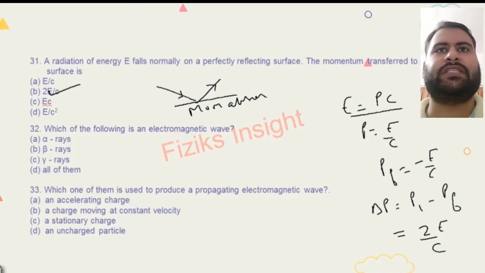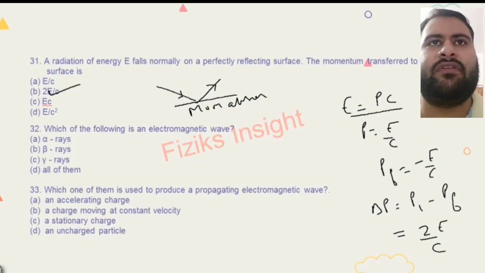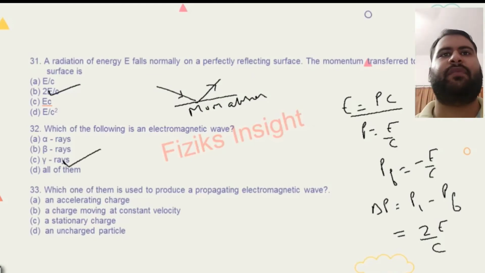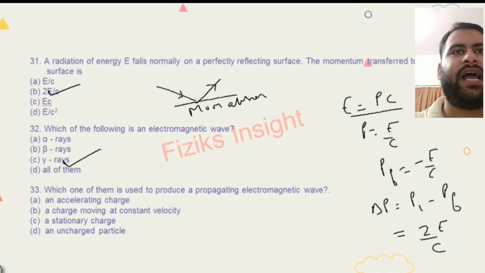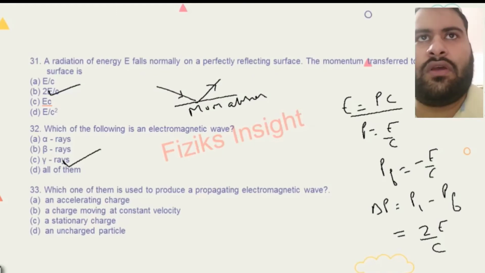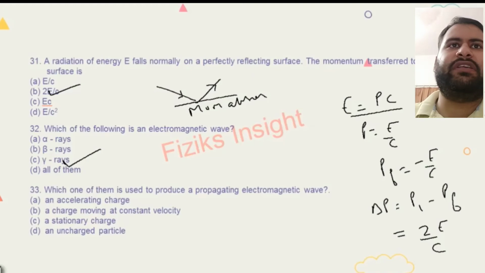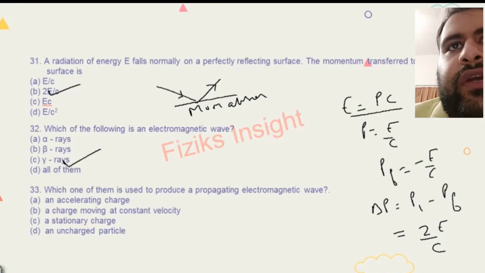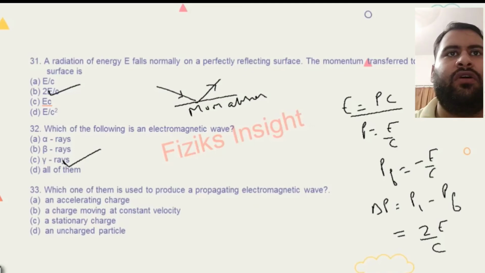Now for the 32nd question, which of the following is an electromagnetic wave? Alpha rays, beta rays, gamma rays, all of them. So which of these are electromagnetic in nature? Only gamma rays are produced by the acceleration of charges. So electromagnetic wave is the gamma rays only. So C option is correct, that is gamma rays. Now in the 33rd question, which of them is used to produce a propagating electromagnetic wave? An accelerating charge, a charge moving in constant velocity, a stationary charge, and an uncharged particle. So the correct option is A part, an accelerated charge.